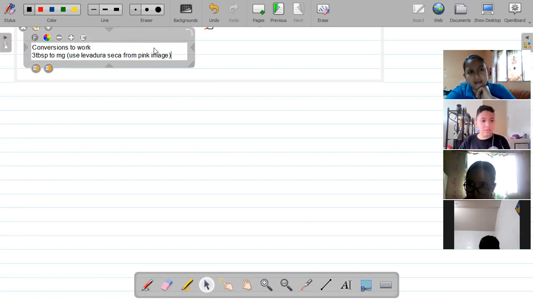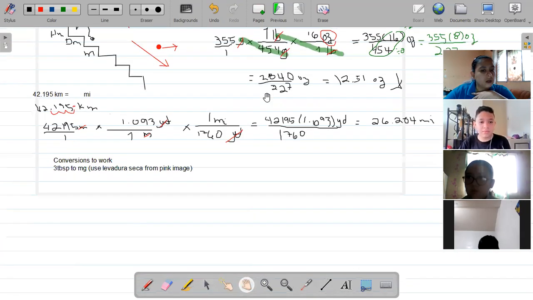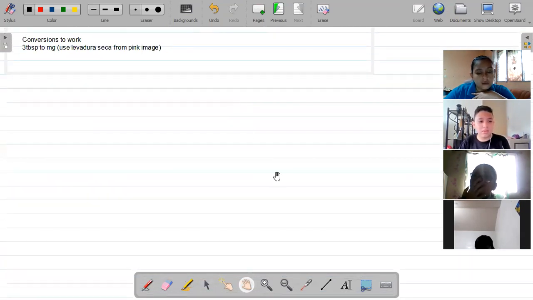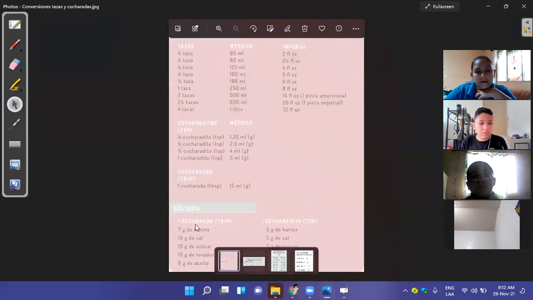So what are you going to do with that? Because we didn't see tablespoons over here, okay? In the conversions, there's no tablespoon. So what are you going to do? Well, we're going to use the pink image. What does the pink image say? Okay, so let's go to the pink image. This is the pink image. And down here, it says, from tablespoon, okay, 1 tablespoon, use levadura seca, it's down here. It says that 1 tablespoon is 10 grams.